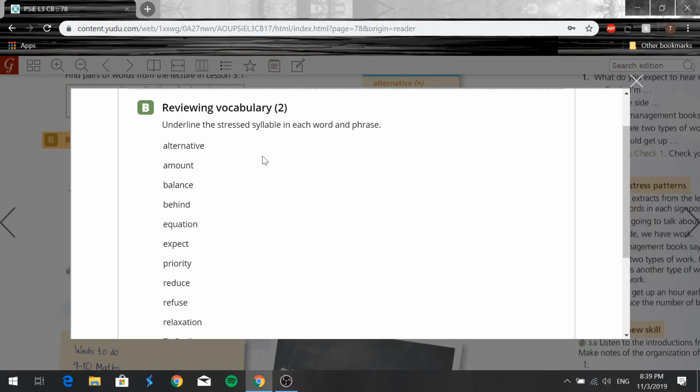Alternative, where do you guys think the stress is? Well, the stress is on the TER here, right? So alternative, the stress is on the TER syllable. And then we have amount. Amount. The stress is on the word mount, okay? That ount. So amount.